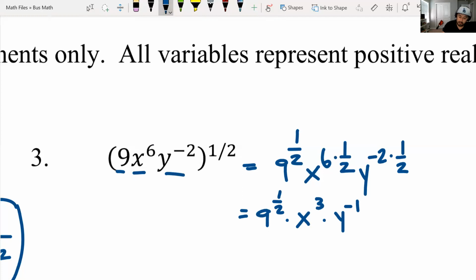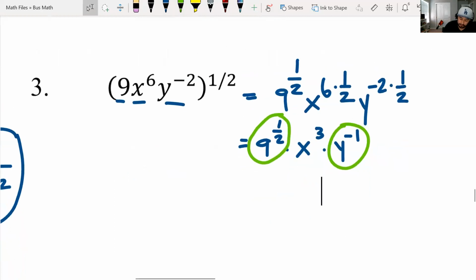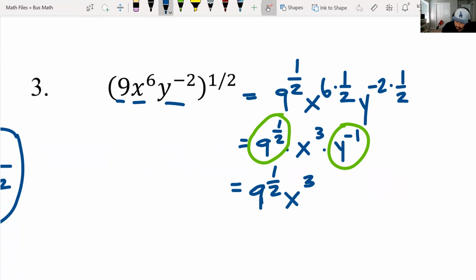Okay, simplify some more. When I say simplify more, we can actually simplify 9 to the 1/2, and we can do something with y to the negative 1. Since y is the only one raised to the negative exponent, we can flip it to the denominator. So that's where we're going to go next. We get 9 to the 1/2 x cubed over y.